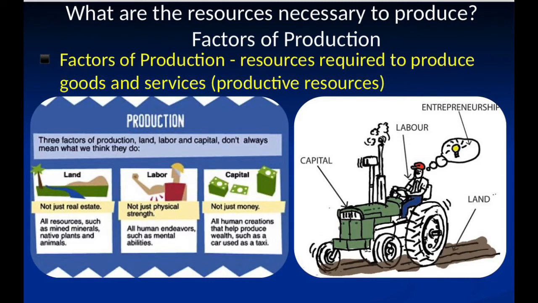Okay, let's move on to the factors of production. Now, again, we've got this problem of scarcity, but why do we have this problem of scarcity? We have this problem of scarcity because we have limited resources. What are those resources? Well, those resources are the factors of production or the productive resources. And so there are factors of production that we need to produce anything that we enjoy as a want or a need. Okay, so the factors of production, what are they?